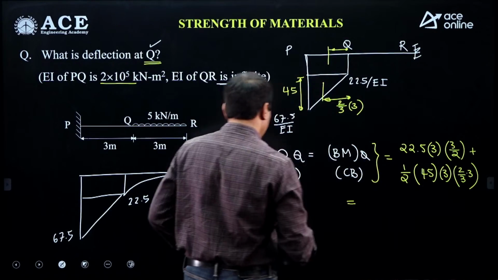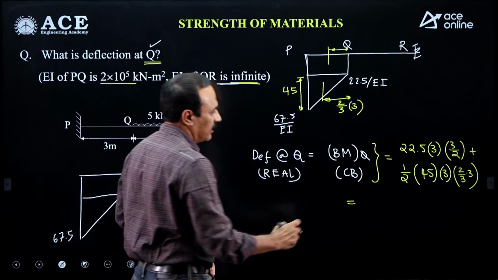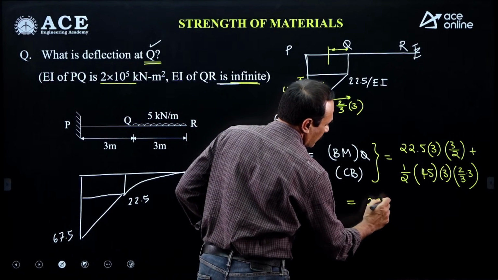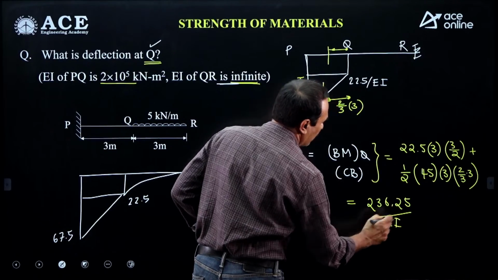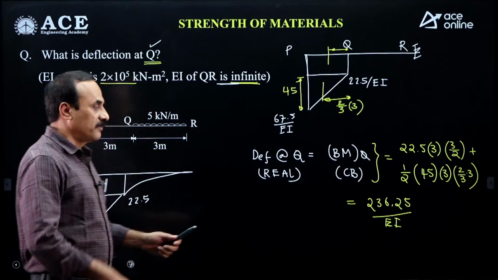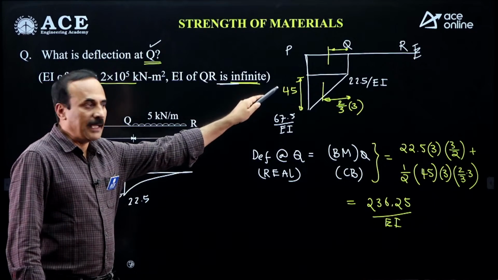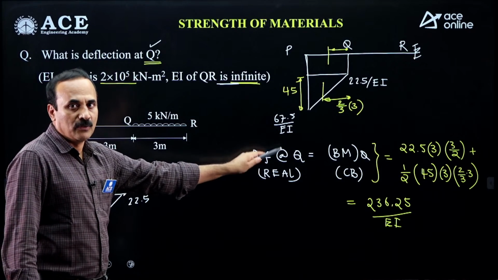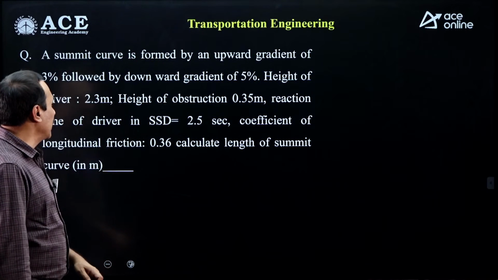If you simplify, this becomes 236.25 divided by EI. Substitute the value of EI, you will get the answer. Slightly lengthy question, takes time, especially for the bending moment diagram and then the M by EI diagram, and then converting into the conjugate beam and finding the value of the deflection at the free end.